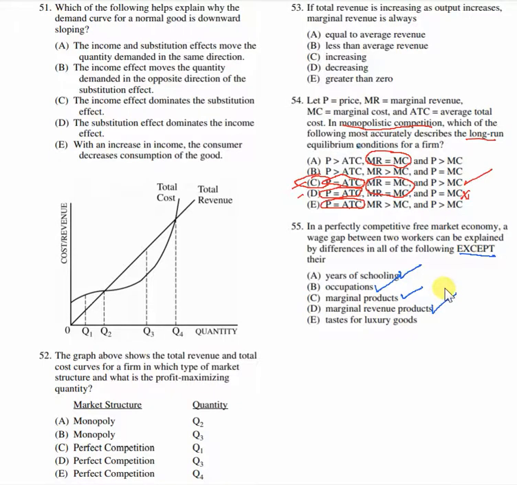And then finally we have tastes for luxury goods, and that really has very little to do with how much you're paying your worker in your factory or in your service, unless maybe you're a columnist for the food and wines at the New York Times or something. But that is not the best way compared to the other ones for explaining a disparity in two workers' pay. So the correct answer here is E.